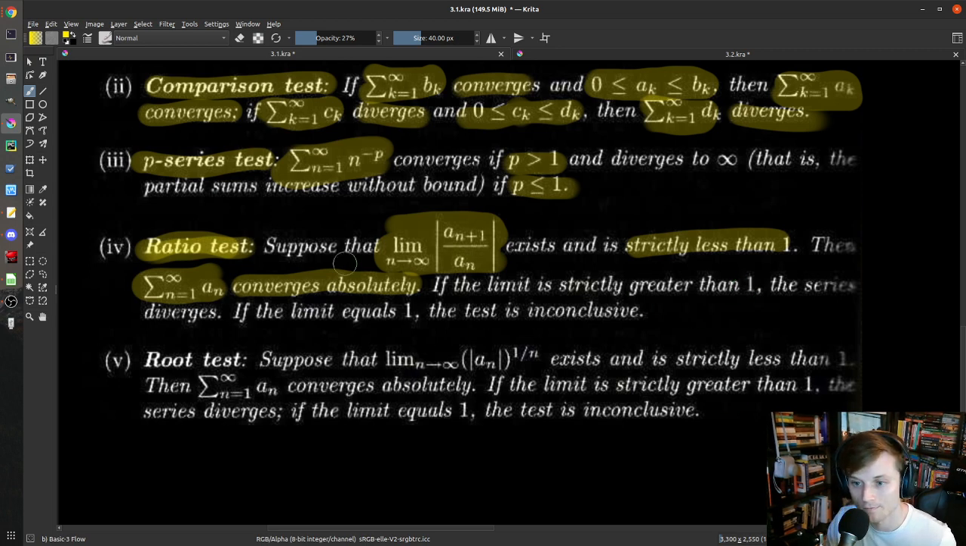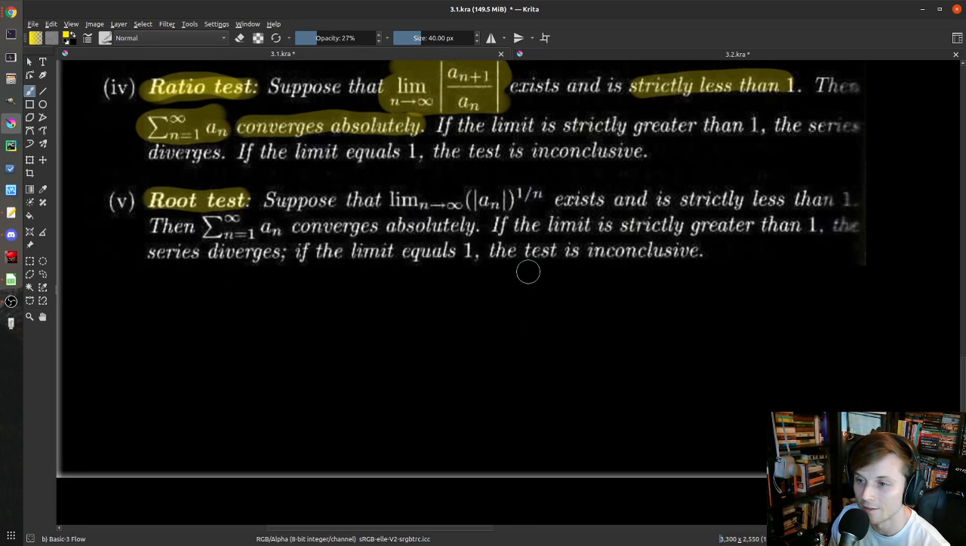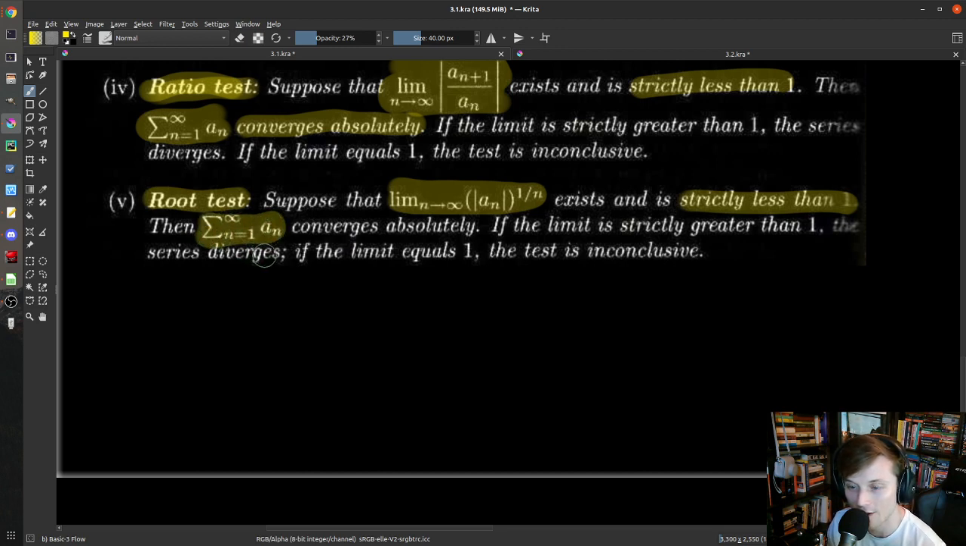All right, cool. Then there is finally the root test. In this case, similarly to the ratio test, we are looking at a limit involving the terms of the series. If the limit as n goes to infinity of |a_n| to the 1 over n exists and is strictly less than 1 once again, then the series defined by these a_n converges absolutely. If the limit is strictly greater than 1, it diverges, and if it equals 1, then it's inconclusive yet again.